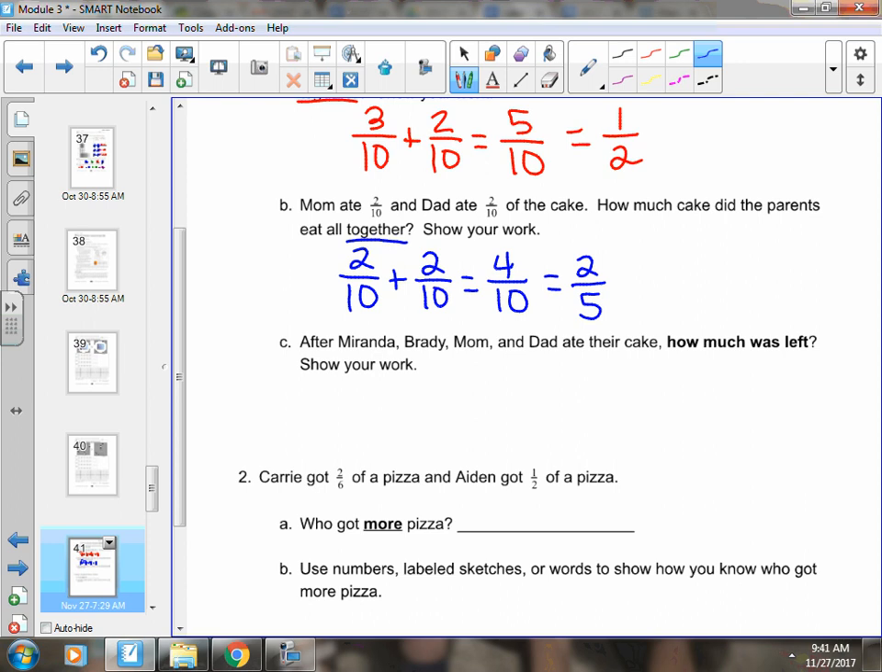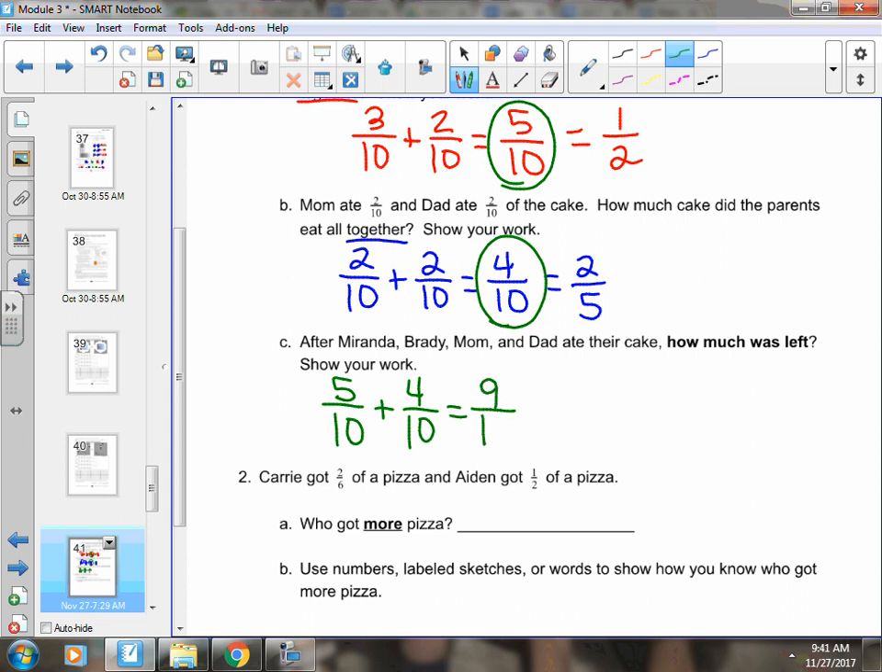Letter C. After Miranda, Brady, Mom, and Dad ate their cake, how much was left? I am going to add the kids' total plus the parents' total. And I'm using those two fractions because they have the same denominator. So the first thing I'm going to do is add those numbers together. This is how much cake the kids ate. This is how much cake the parents ate. And if we add it together, that's 9/10.